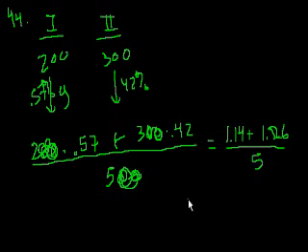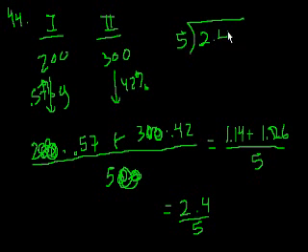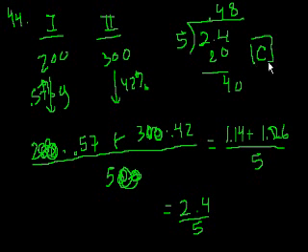And this becomes 2.4 divided by 5. And so 5 goes into 2.4. 4 times 5 is 20, 48. So 0.48. So the answer is 48%, or 100 times 0.48, and that's choice C.